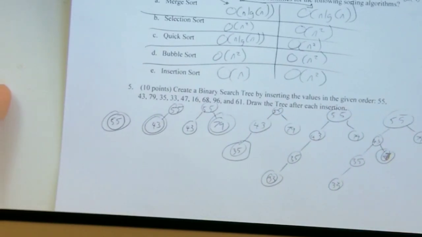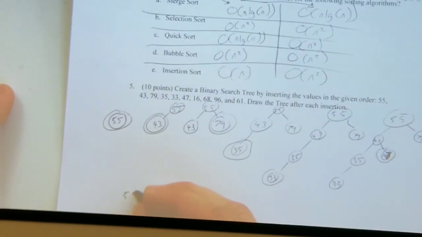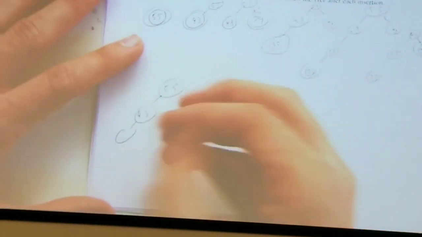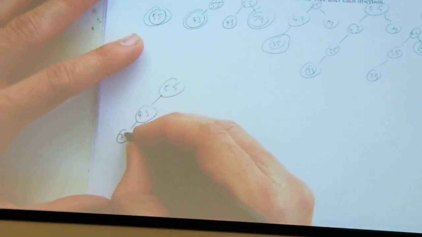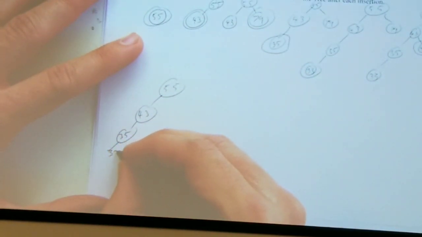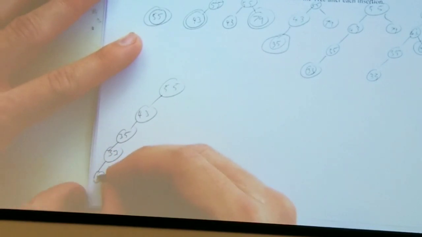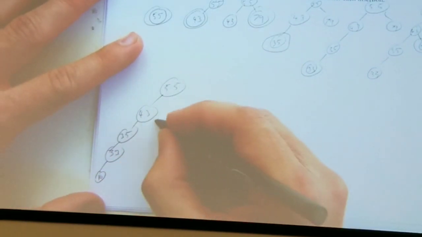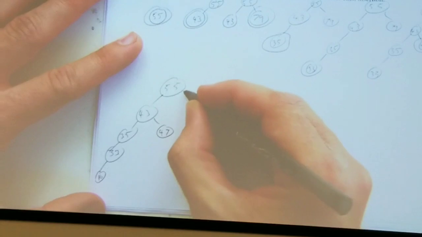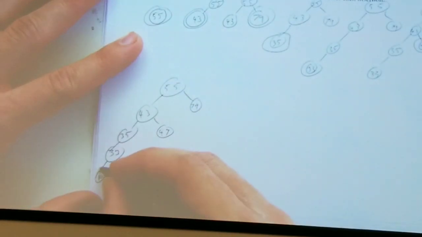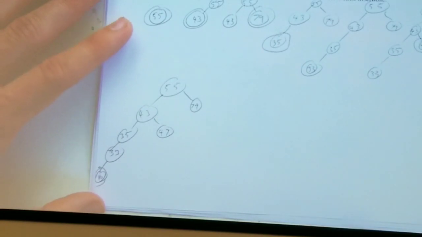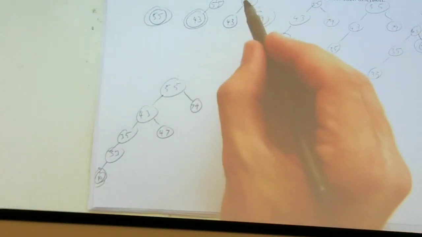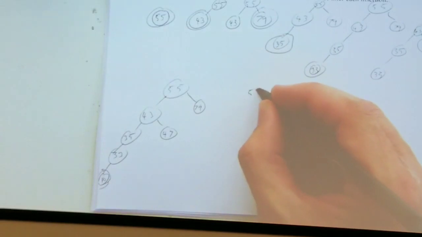All right, where does 16 end up going? All the way. Oh my gosh, this is the worst tree ever. This is going to be bad looking. All right, close enough. And that one's the one that was inserted. So now we insert which element? 68. Where does 68 go?